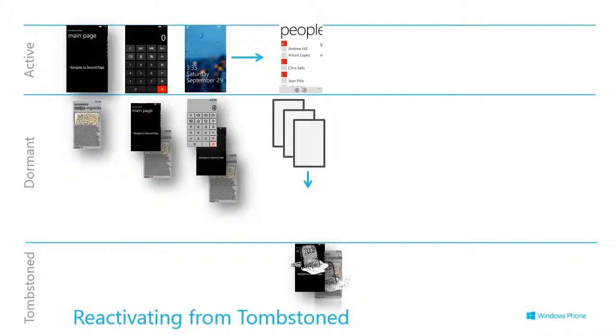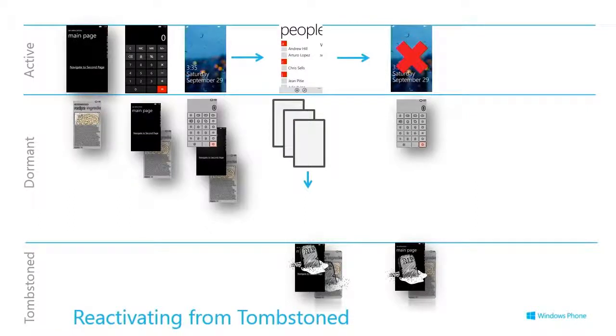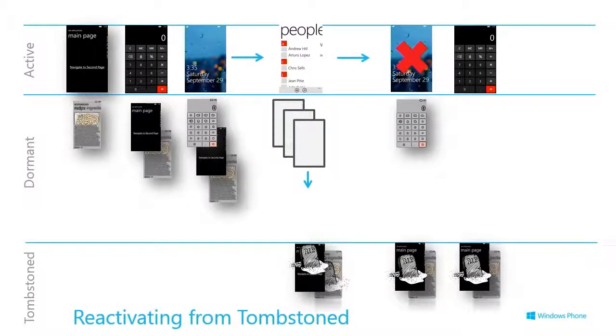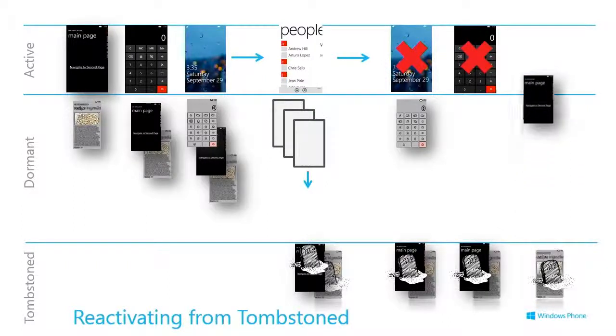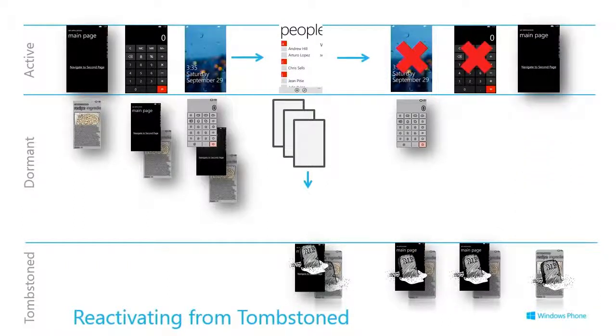Now, of course, the user could start unwinding the stack at this point. So we've gone off to the people hub, and we've got rid of that, and all the time our application, you can't untombstone. That's one thing to remember. Once that memory snapshot has been thrown away, you're in a tombstone state forever until something like this happens. The calculator gets stopped, and then we can be resumed from tombstone, and we start over again.